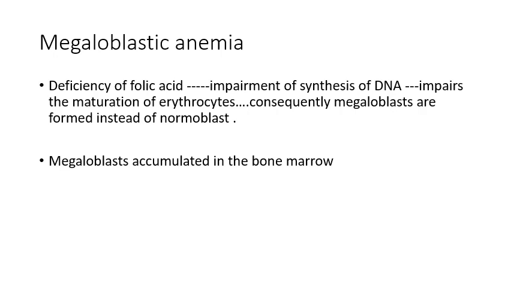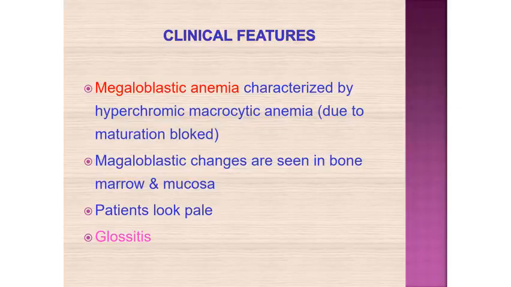Consequently, megaloblasts are formed instead of normoblasts, and these accumulate in the bone marrow and lead to megaloblastic anemia. So the first deficiency symptom of folic acid is megaloblastic anemia. Megaloblastic anemia is characterized by hyperchromic macrocytic anemia. Here you can see that vitamin B6 deficiency leads to microcytic hypochromic anemia, whereas folic acid deficiency leads to the opposite, hyperchromic macrocytic anemia, which is known as megaloblastic anemia due to maturation blocking.